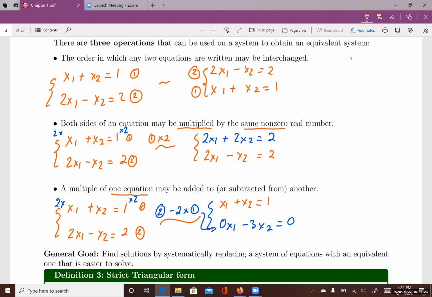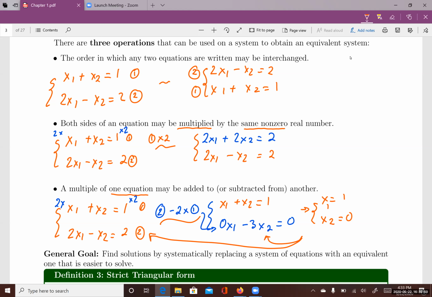Is that right? So let's look at this system here. You will get x2 equals 0. And from this equation, x1 equals 1. So these are the solutions for this equivalent system, and also the solutions for the original system. All right.